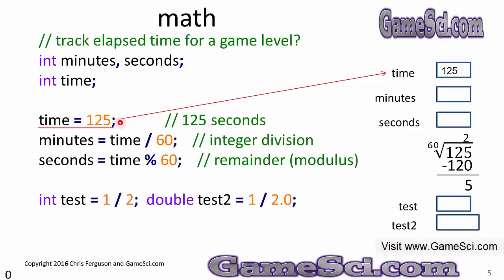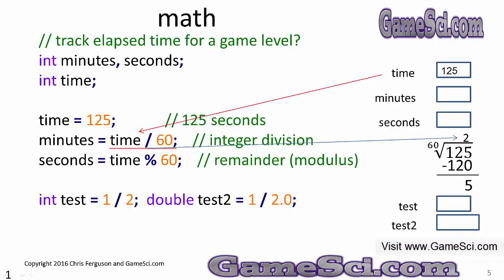Now the user doesn't want to see 125 seconds on the screen. The user wants to see the number of minutes and seconds that have elapsed since they've started this level of the game. So what I'm going to have to do, if this is the raw number of seconds, I'm going to have to do some calculations. I'm going to have to do some math to calculate for the user the time in minutes and seconds. Now to show you how it's done, to calculate the total number of minutes given time in raw number of seconds, I'm going to take my time variable and divide it by 60.